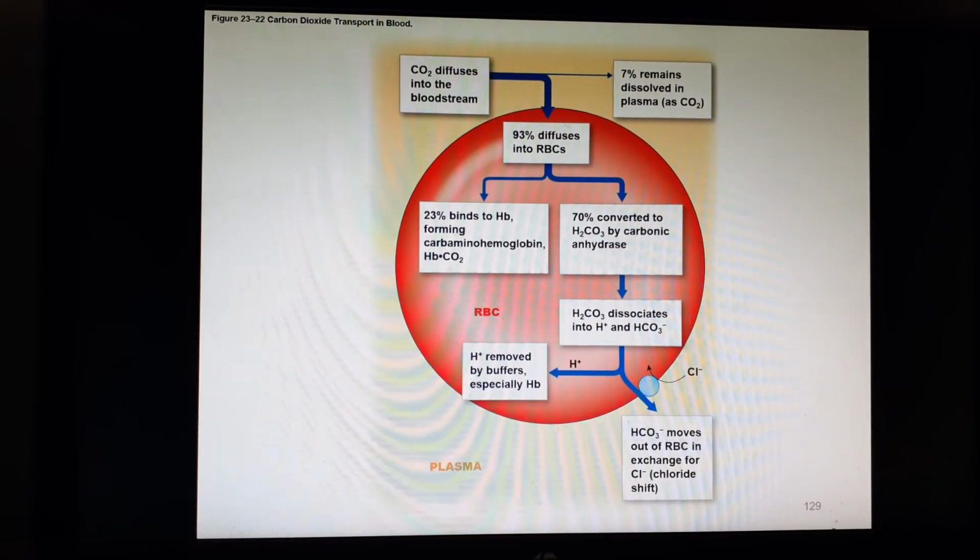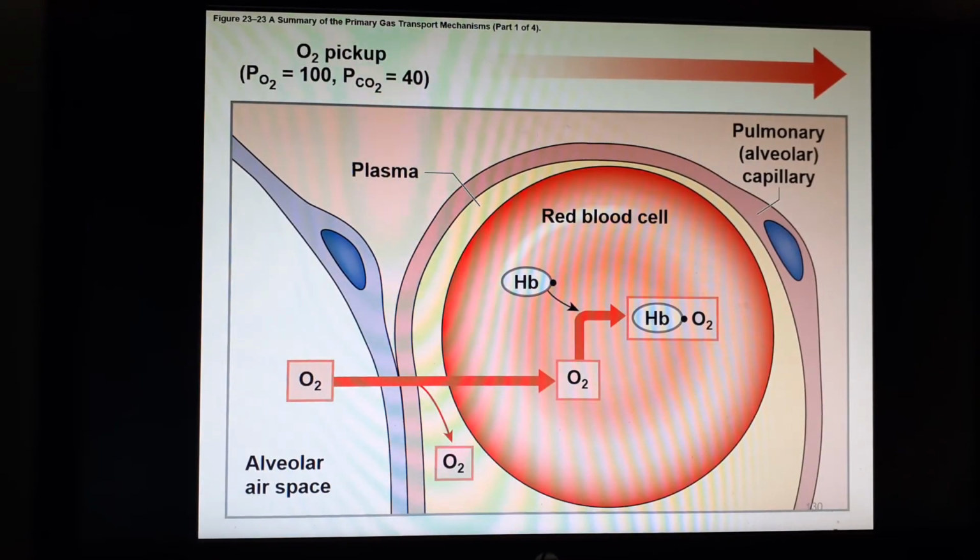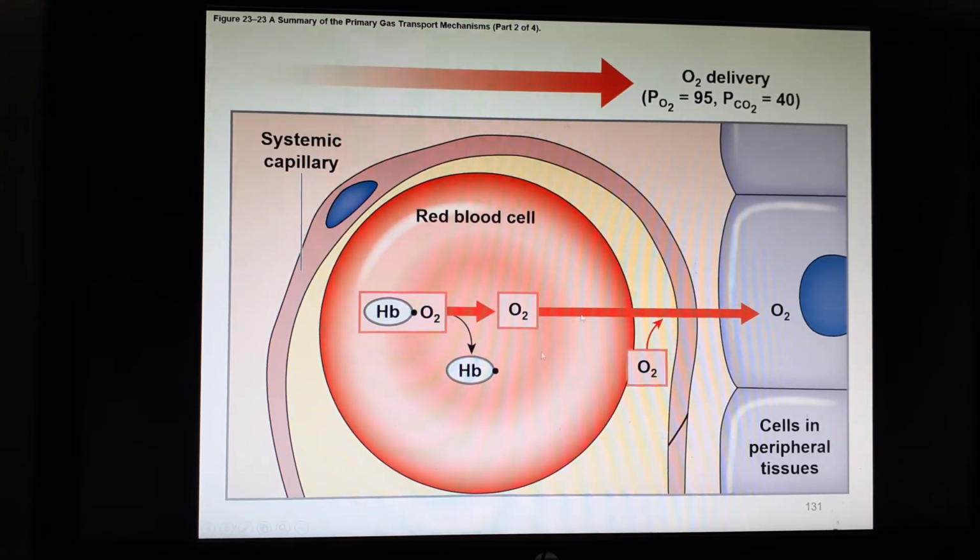All right, so there's a lovely graphic for you. So, again, we're back in the lungs, okay? We have plasma and red blood cell. Oxygen comes in from the alveolar airspace. Some of it is in the plasma, but most of it ends up bound to hemoglobin. We get out to the capillaries. The hemoglobin releases the oxygen very readily. Oxygen from the plasma also goes into the interstitial fluid to the cells.